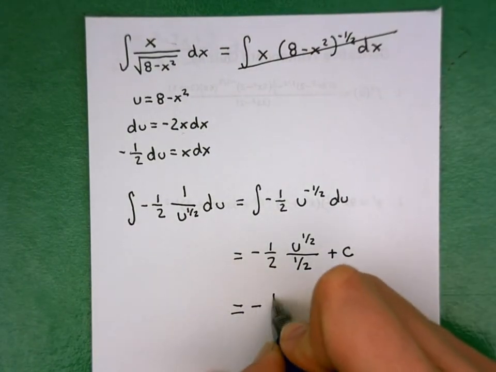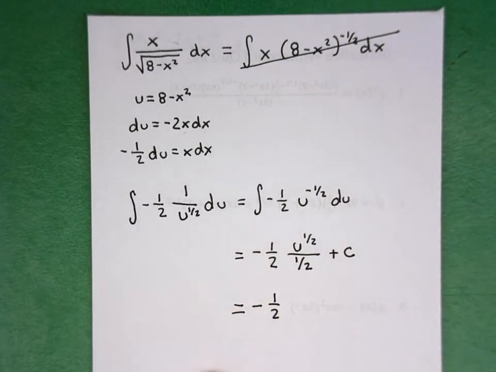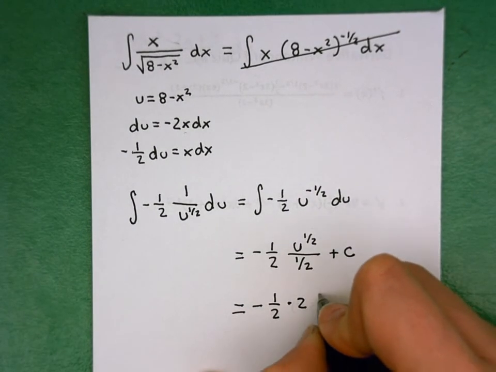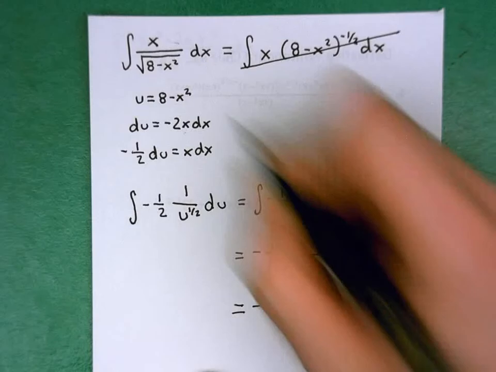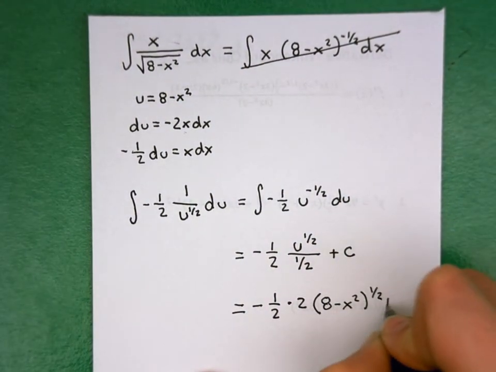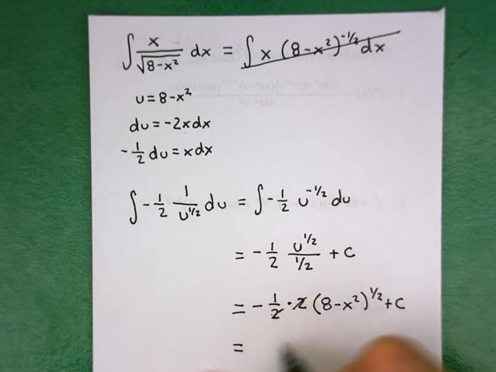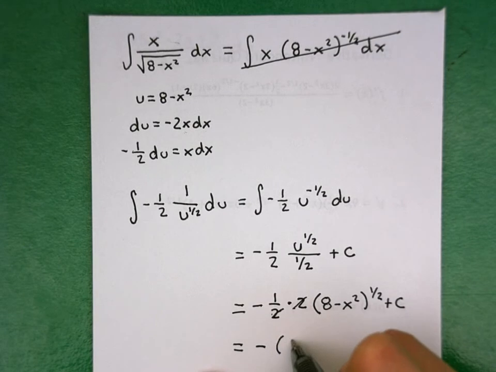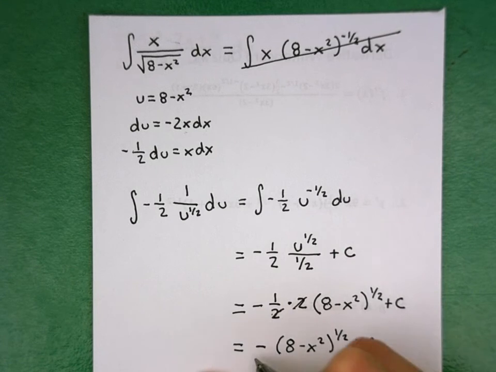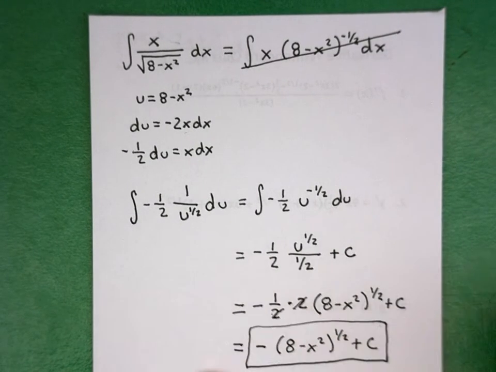Okay. So I'm going to go ahead and rewrite this negative 1/2. Divided by 1/2 is the same thing as multiplying by the reciprocal, so we're going to go ahead and times by 2. And then I'm going to substitute back in my 8 minus x squared into this u. And then last step, negative 1/2 times 2, they cancel each other out, so I'm left with negative 8 minus x squared to the 1/2 plus c, or negative square root 8 minus x squared plus c. And so that's my answer.